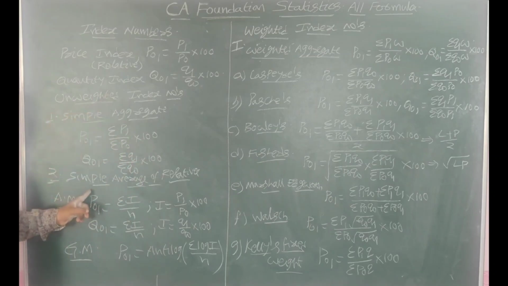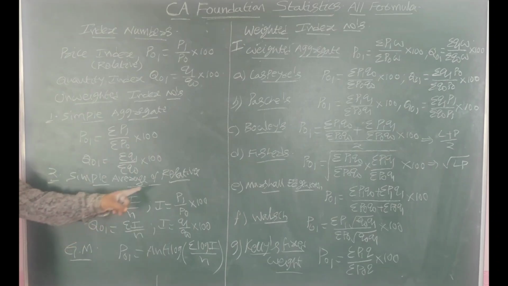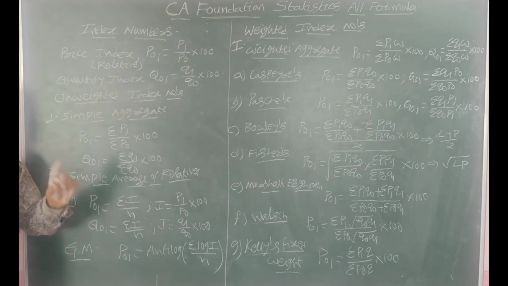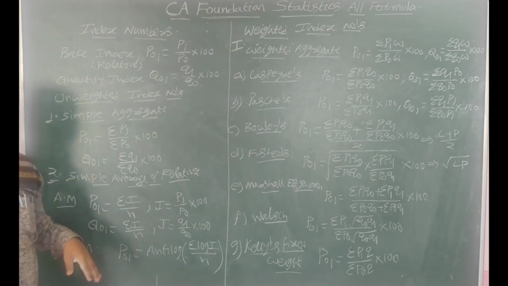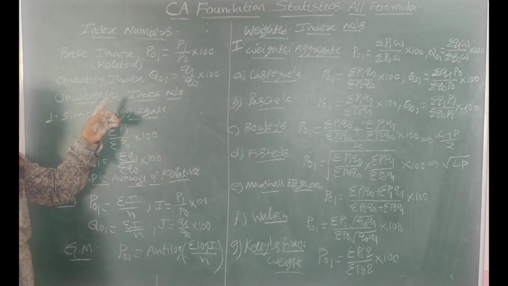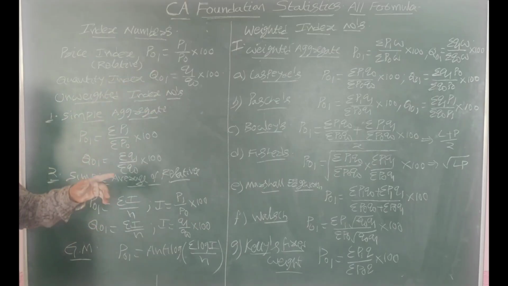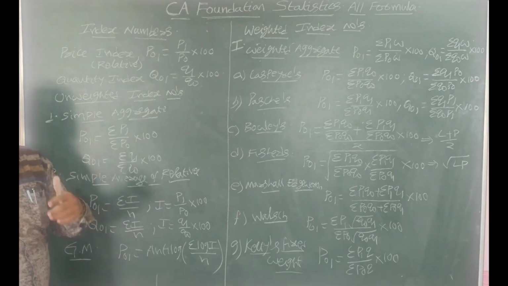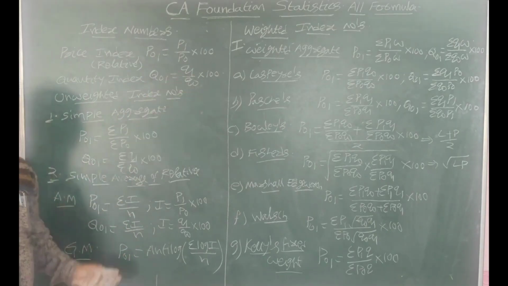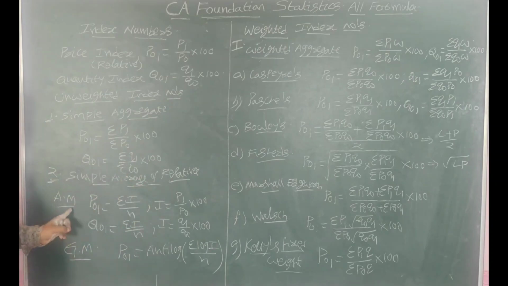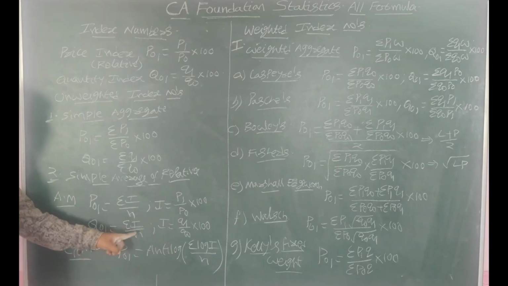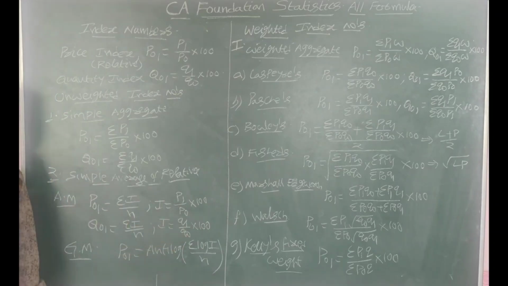Similarly, in unweighted index numbers, the simple average of relatives is the next method, where relative, as already discussed, means computing the index for a single commodity separately. It is also denoted by I. Relative is denoted by P if it is price, Q if it is quantity, or simply I. Here I means P1 by P0 into 100 for price. If it is quantity, I equal to Q1 by Q0 into 100. Now, after calculating I, using the arithmetic mean, the simple AM formula for P01 is summation I by N. If it is a quantity index, the simple AM of the quantity index is summation I by N, where I is Q1 by Q0 into 100.